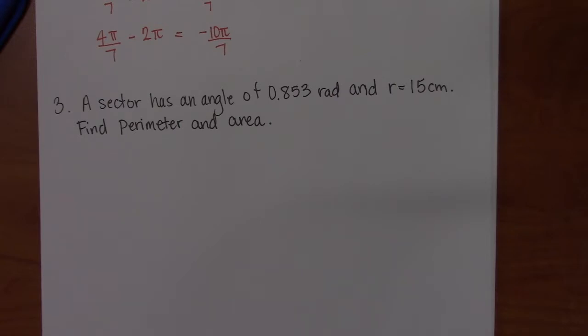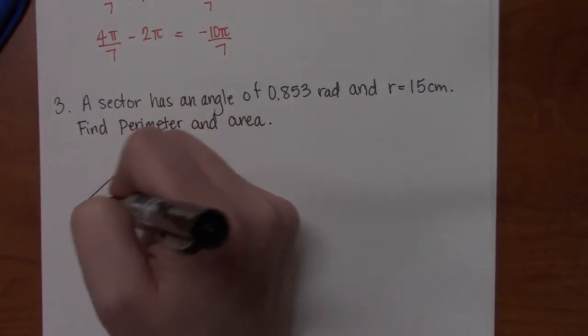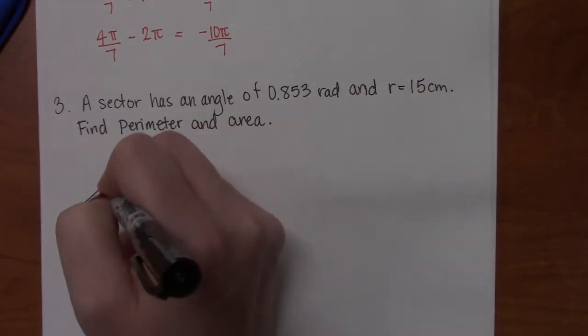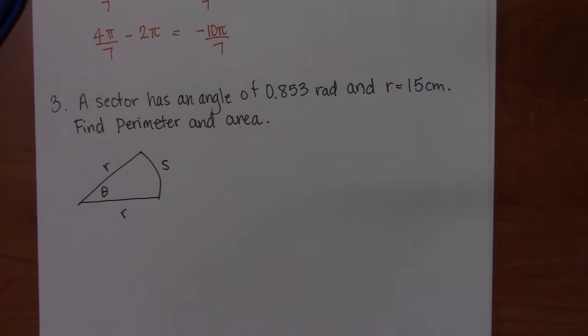So they told us this sector of an angle has an angle measurement of 0.853 radians. So we're already in radians, we don't have to worry about that. And a radius of 15 centimeters. And we want to find the perimeter and the area. All right, so I'm just going to sketch a sector, right? So there's theta, there's R, and there's S.